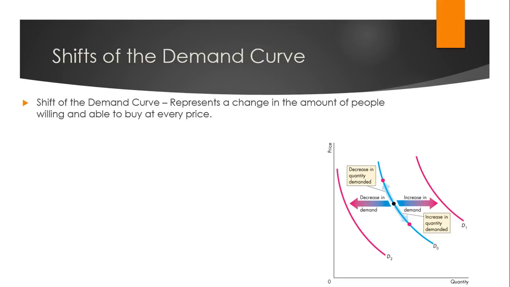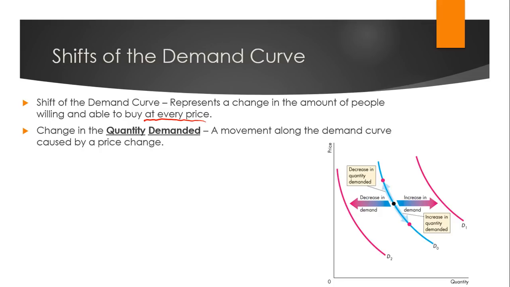Okay, so the shifts of the demand curve. The first thing we're looking at is how the shift of the demand curve represents a change in the amount of people at every price. Very important words here: at every price. Let's circle or underline those so that you really focus in on that. When the demand curve shifts to the right or to the left, that means more people or fewer people want that product, regardless of what the price is. At every price, demand is changing.